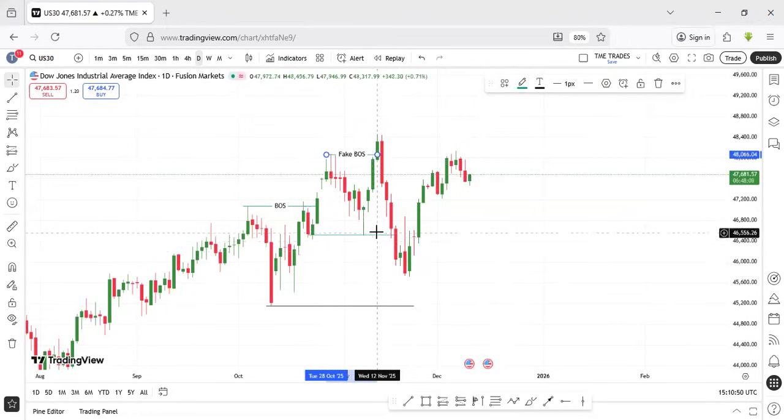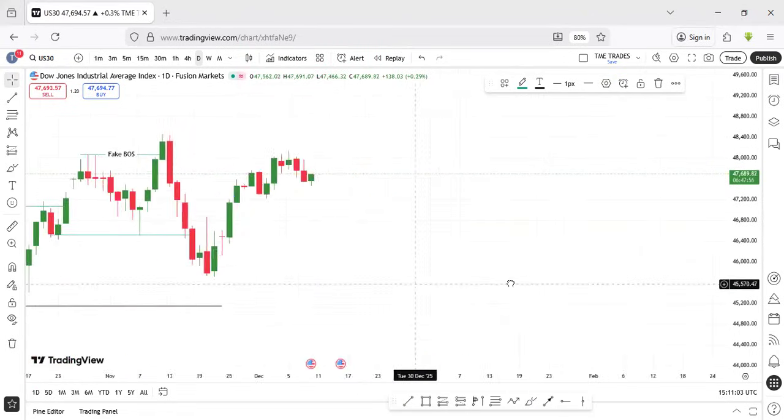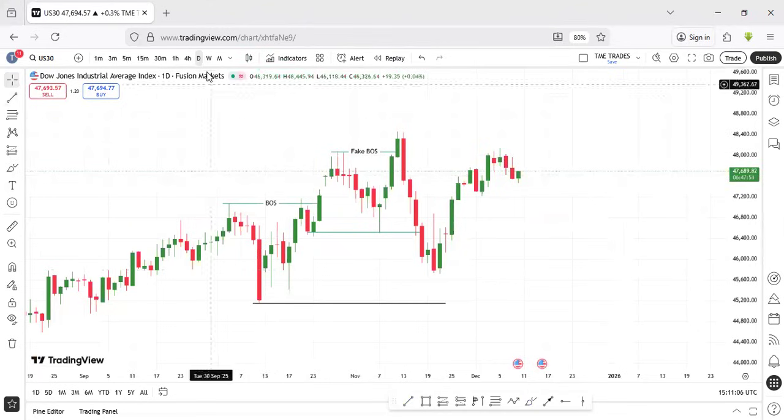So after that, what did the market do? The market came back to take out this low, this internal structure, and this internal structure before now changing trends to creating higher highs and higher lows. So I want us to understand that, right?